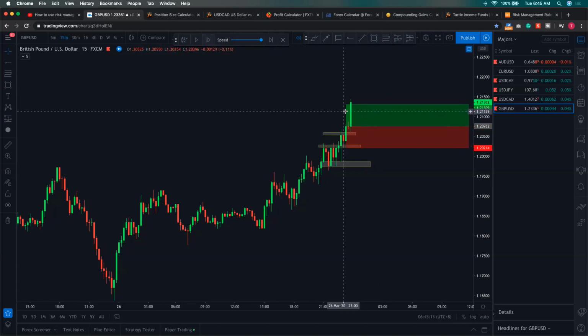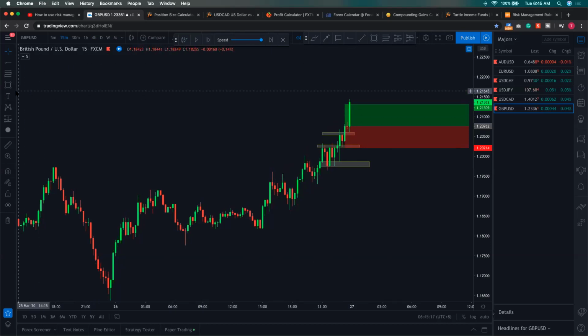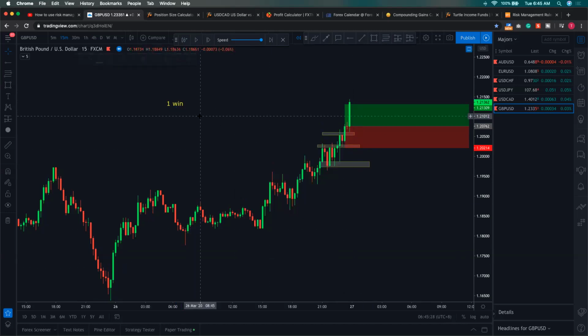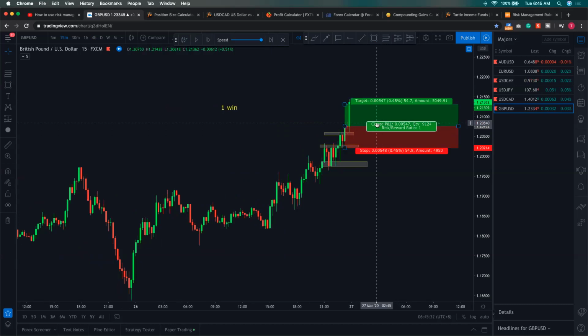So I got my 1%. So what I'll do is I will write it down. If you have an Excel sheet, then you can write it down in your Excel sheet as well. So I put one win over here, so I can keep track of it. Let's say we're going to do 10 of these.